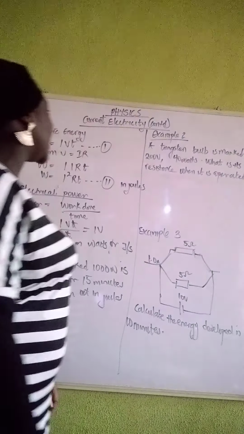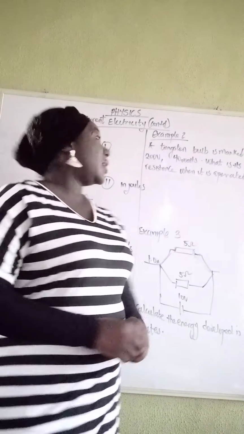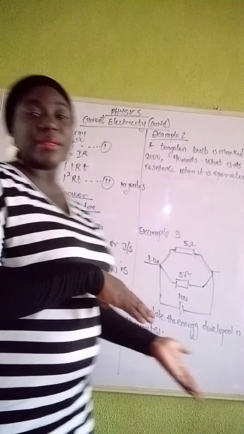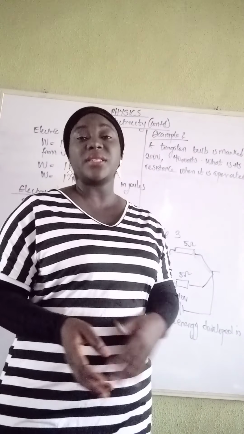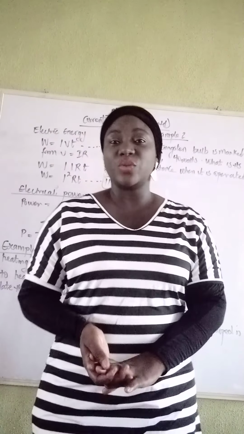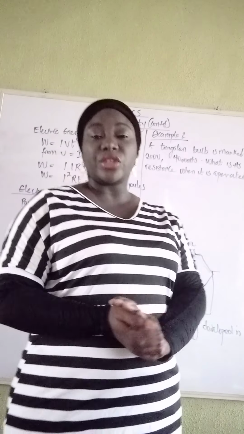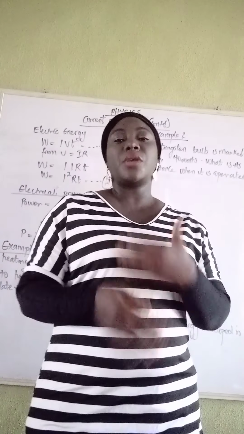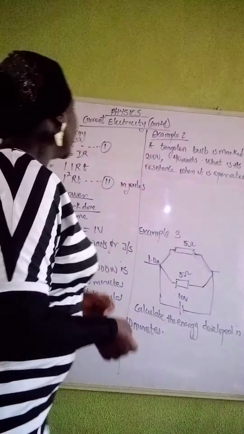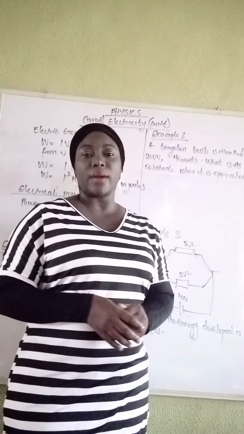Today we'll continue our topic on current electricity. Last class we talked about resistance in series, resistance in parallel, the current which is measured in amperes, and the resistance which is measured in ohms. So today we're going to move a step ahead. We're talking about electric energy as well as electric power.